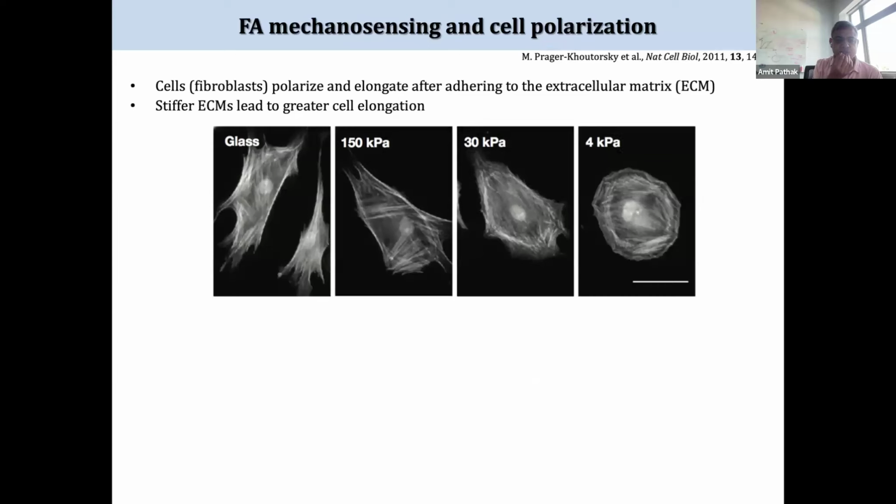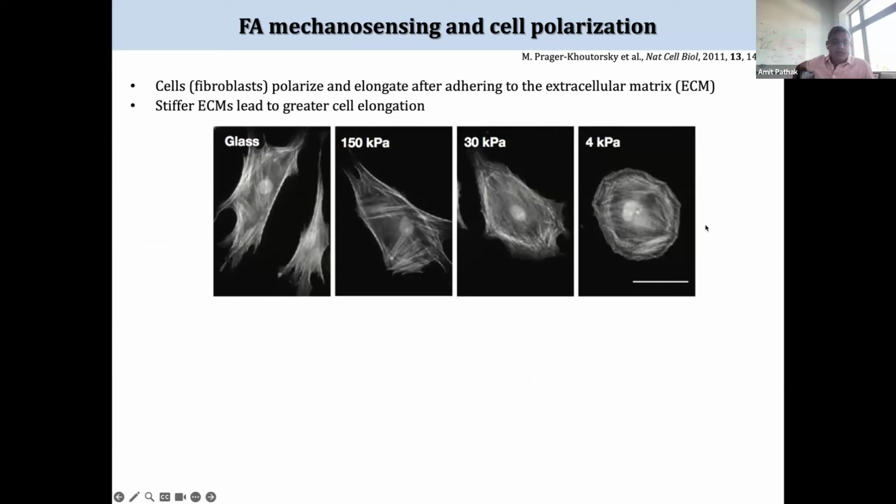Another observation, this goes into the more traditional mechanosensing of stiffness. Just observe these fibroblasts. This is glass, 150 kPa gel, 30 kPa gel, and 4 kPa gel. So the right one is soft, the left one is stiff, essentially. And just look at the cell shape, this is F-actin. On glass and stiff ECM, the cell is more elongated, right? And on soft ECM, the cell is more circular.